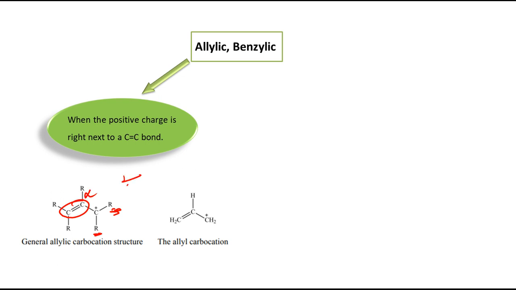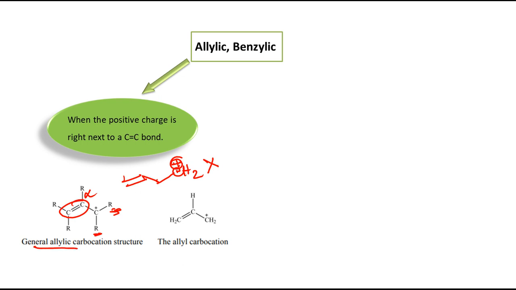But if the structure is like this, suppose C=C, then CH2, then C plus. Now it is not an example of allylic. Fine. So don't think this is correct. The C=C double bond must be at the alpha position with respect to the C plus. So that is a general allylic carbocation structure.